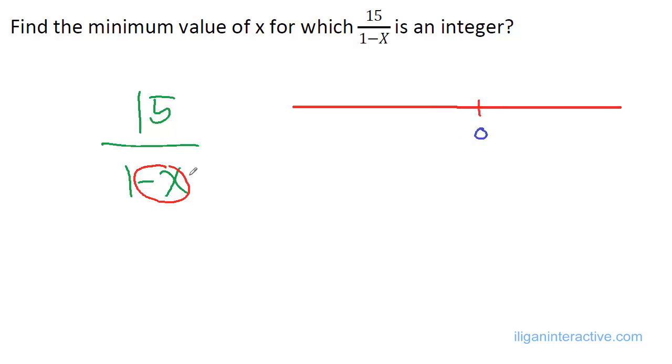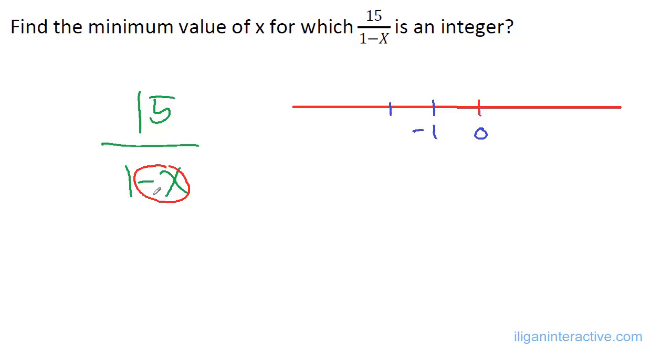How about if x equals 2? Well, we don't want to go to 2 because 2 is bigger than 0, so we can work backward. What if x is negative 1? Well, if x is negative 1, you got a 15 over 2. No, it's not an integer.